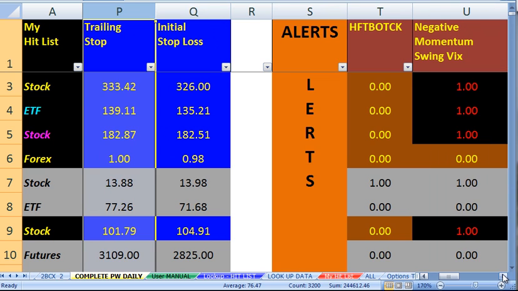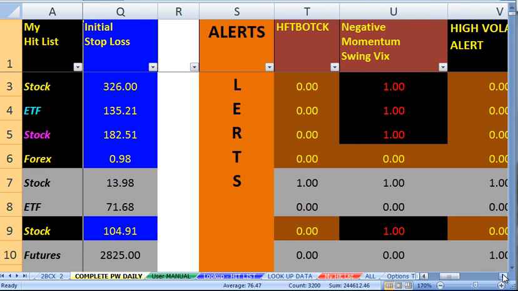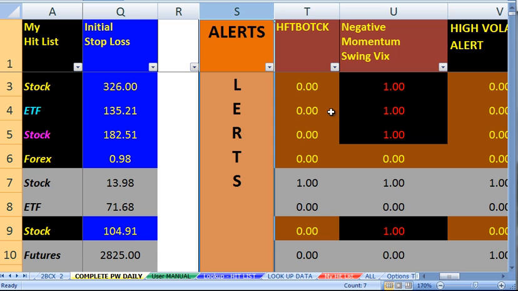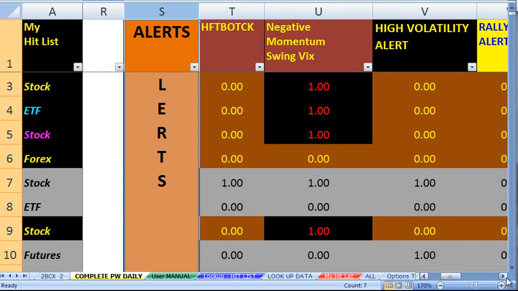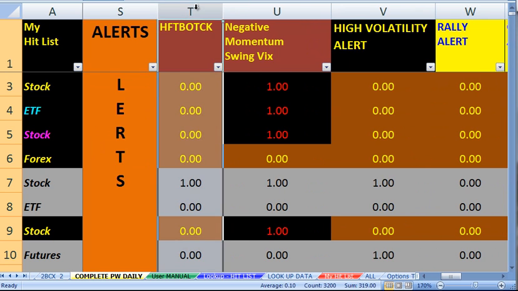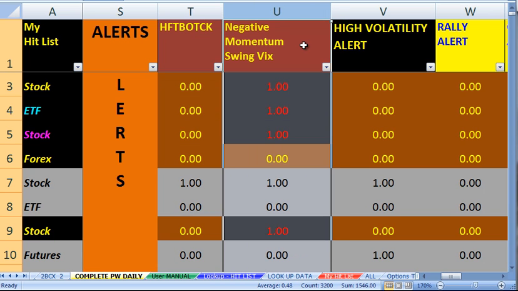All right, you notice now that we have the column separated. We have separators here. Like here, now we're entering into the alerts column. All right, you notice your high frequency trading bot check column. We added a new column, which is your negative momentum swing VIX.